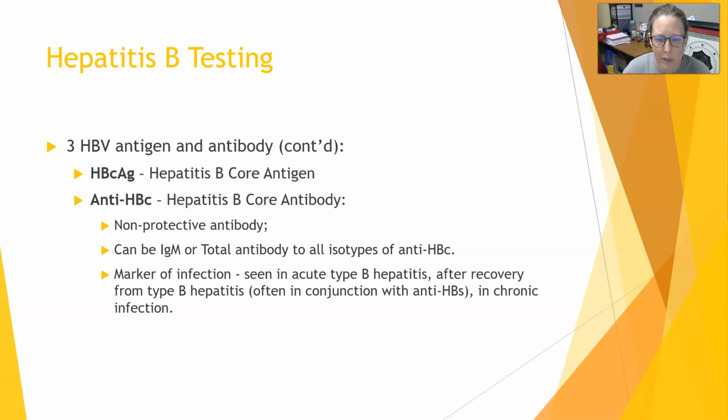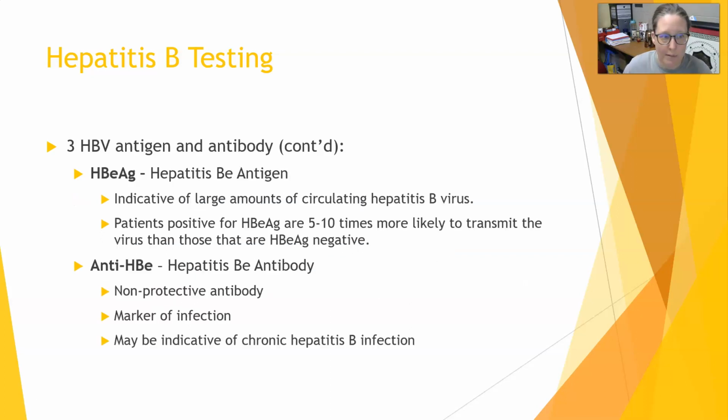It is a marker of infection. It is seen in acute type of hepatitis B. It is seen after recovery from type B hepatitis, and it is often seen with anti-hepatitis B surface antibody, and it is also seen in chronic infections. So there you go. So that's a core antibody.